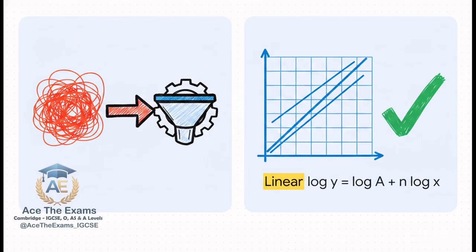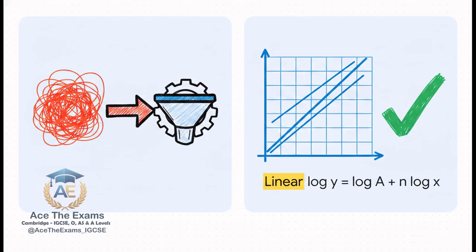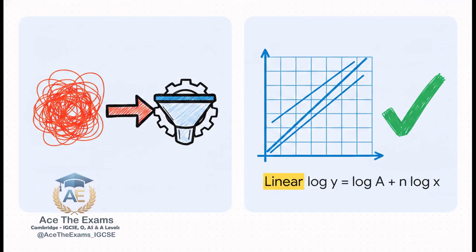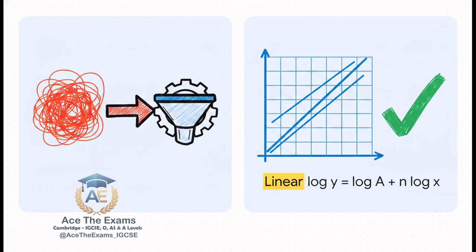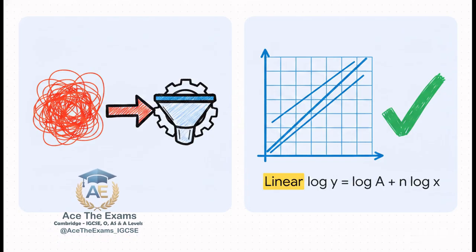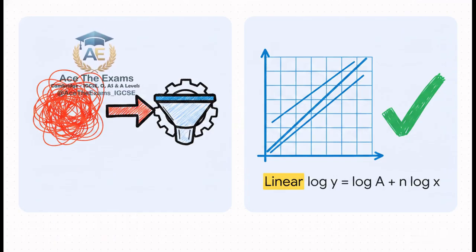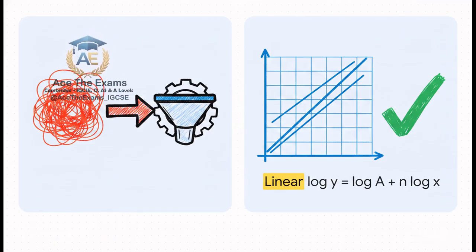This time, our y-axis is log y, our x-axis is just plain x, our gradient is log b, and our y-intercept is log a. By mapping these nonlinear variables directly to the y equals mx plus c skeleton, those confused red scribbles from Agent Alex are instantly transformed into a methodical green-checked mathematics success blueprint.